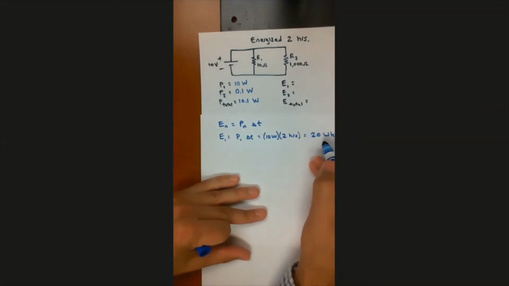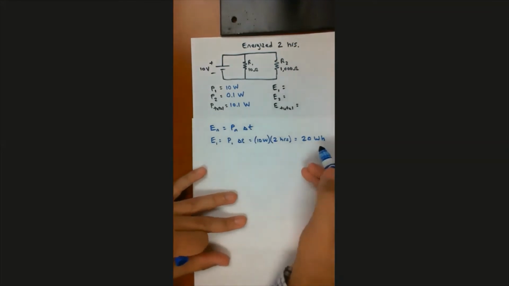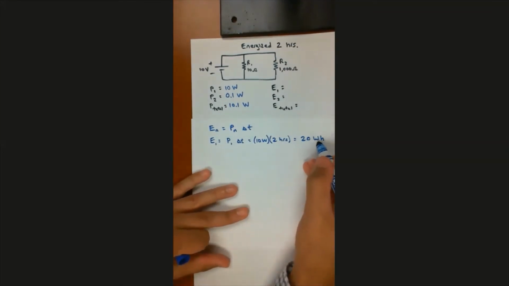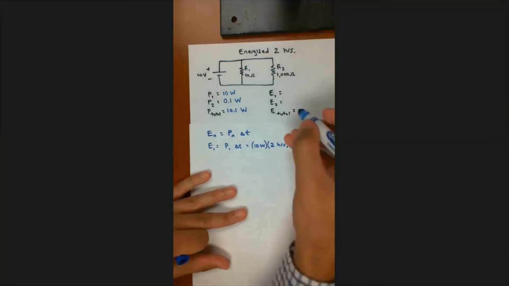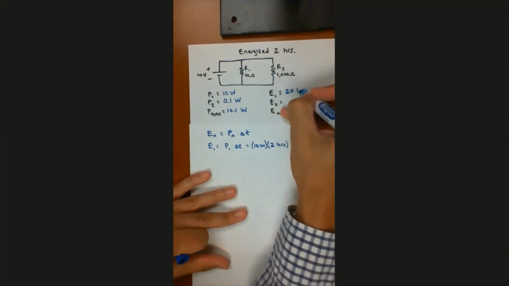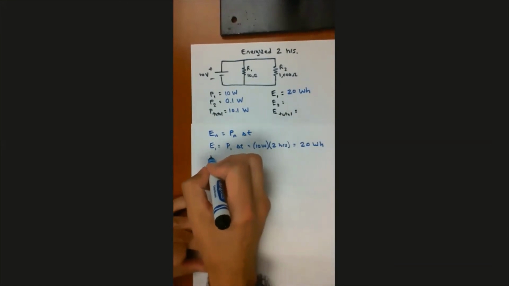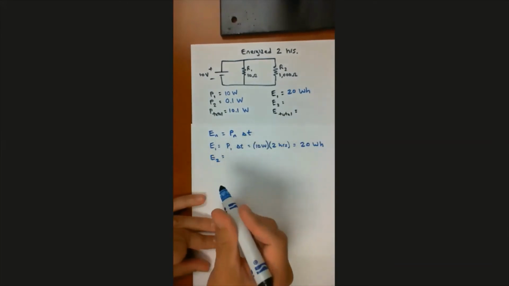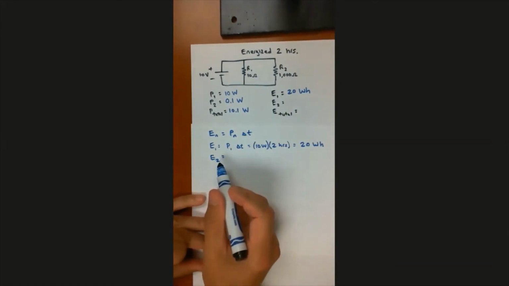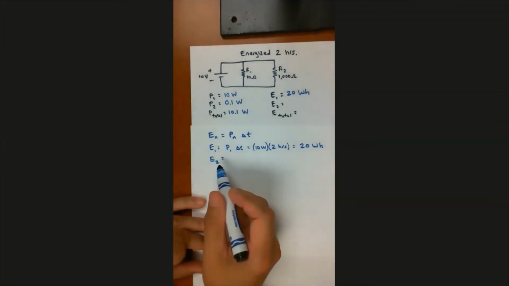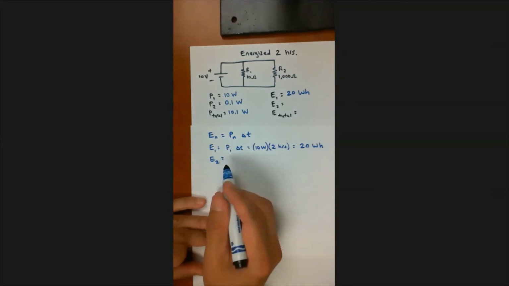And you can abbreviate it like that, WH. If you want to write the little RS, that's okay too, but WH is more common. So 20 watt hours. E2, the energy, and by the way, this energy is dissipated in what form? Heat, in the form of heat. Resistors dissipate energy in the form of heat.